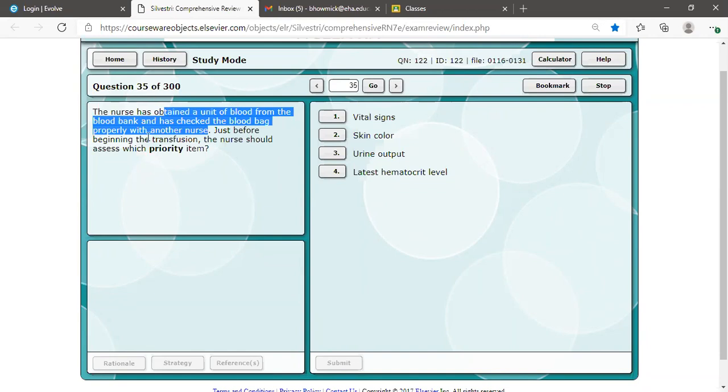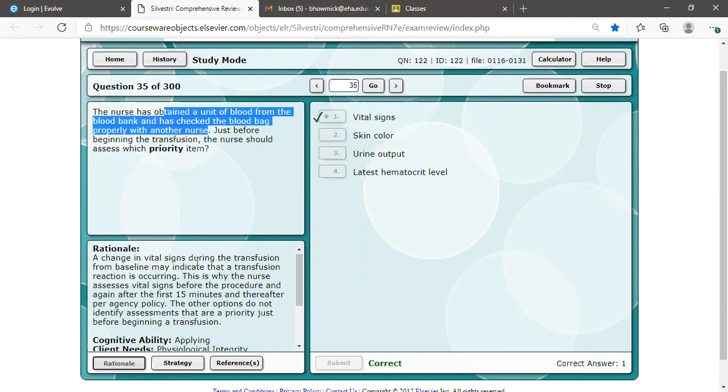So they said just before beginning the transfusion, the nurse should assess which priority. It is very easy, right? Is your patient stable or not stable? How do you understand whether your patient is stable? If the vital signs are normal and not fluctuating, it indicates your patient is stable. So it is easy: vital signs, color change, urine output, and last hematocrit level. So definitely vital signs indicate whether the patient is stable or not.